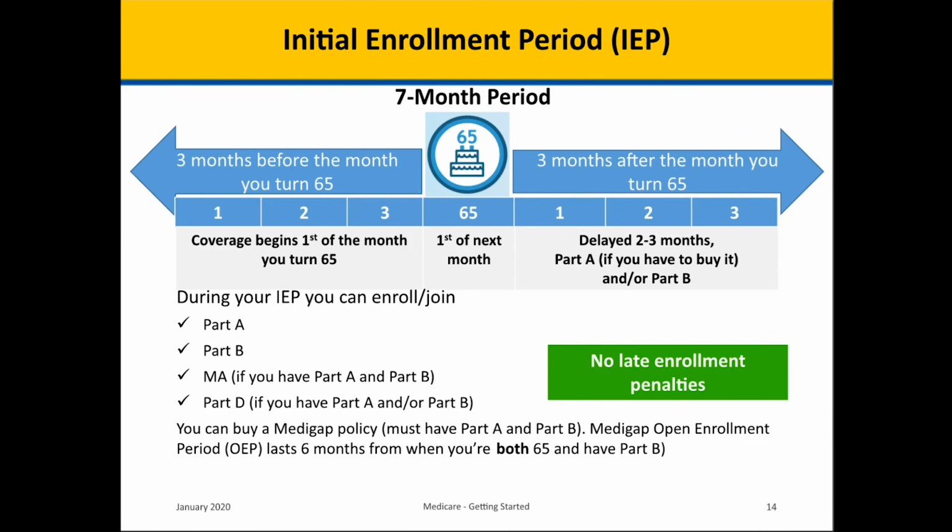If you delay enrolling during the IEP, your coverage could be delayed, as the slide indicates. So that's why we recommend applying during the first 3 months of your IEP so that your coverage starts the month of your 65th birthday. When you apply during the IEP, your 6-month Medigap open enrollment period starts when you're both 65 and have Part B, which we will also talk about in a little bit more detail here shortly.